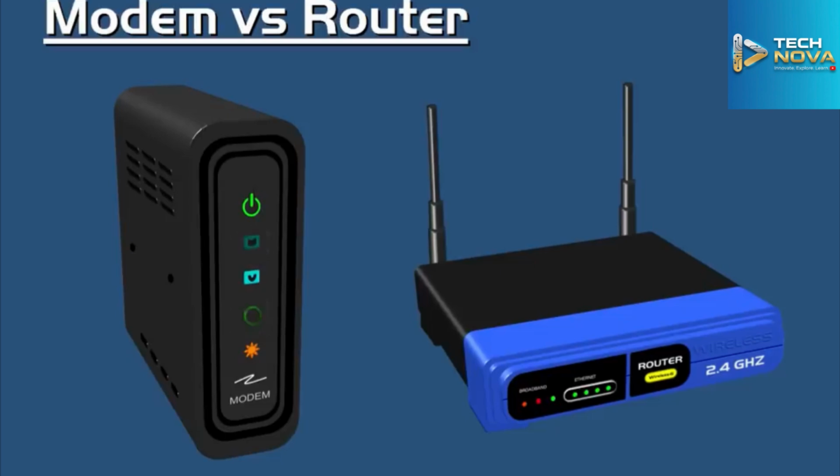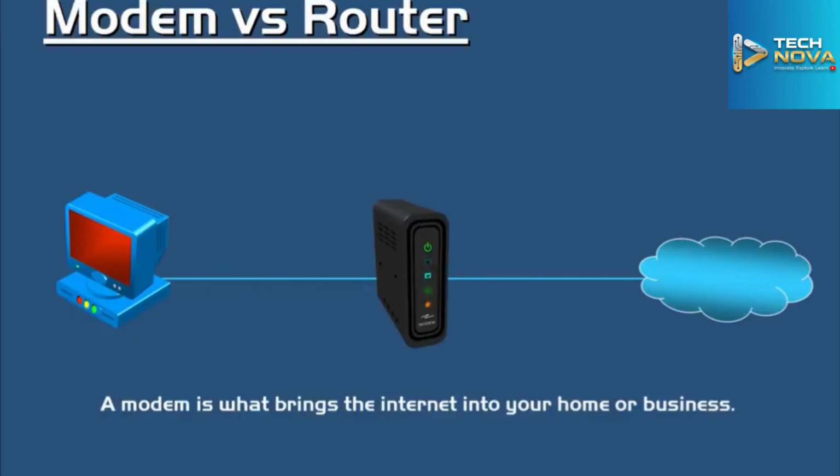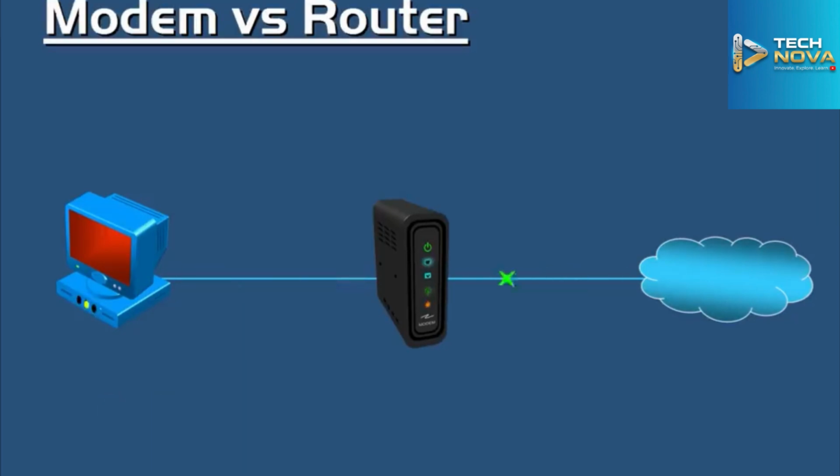Now, if you want internet inside your home or business, you have to have a modem. A modem is what brings the internet into your home or business. A modem establishes and maintains a dedicated connection to your internet service provider to give you access to the internet.